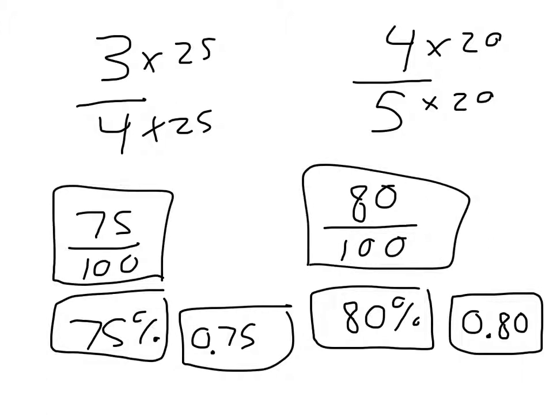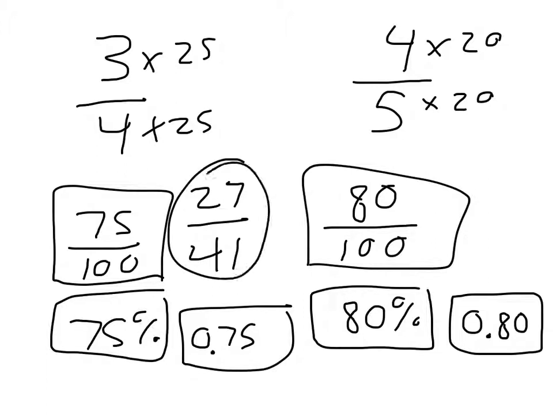And think about it this way. Let's pretend you got 27 out of 41 on a test. That's an okay mark, not a great mark, but it doesn't tell you exactly how well you did. If you wanted to know exactly how well you did and be able to compare it to other tests you've done in the year, you might want to convert it to a percent, and we'll do that on the next slide.